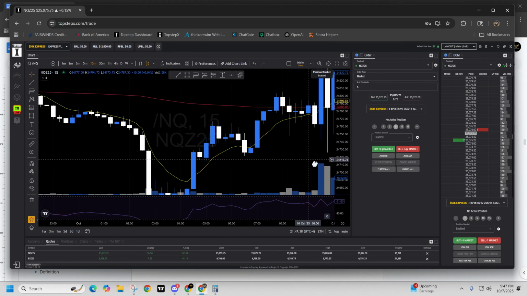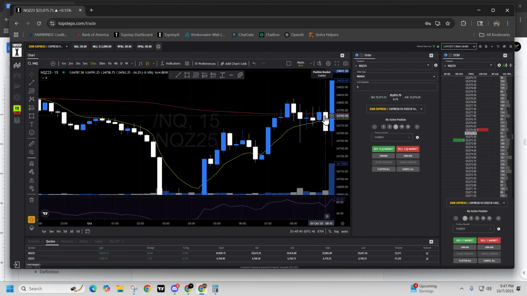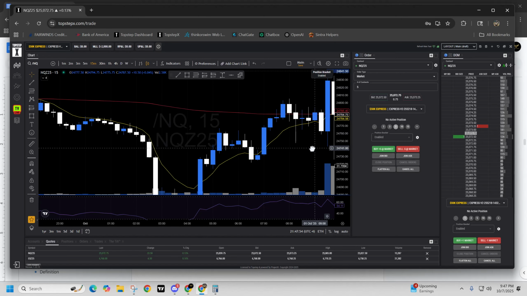And this is easier said than done, obviously. So we see this right here. It signaled us for downside. Did it confirm? No, right? It didn't confirm. We're not going downside.